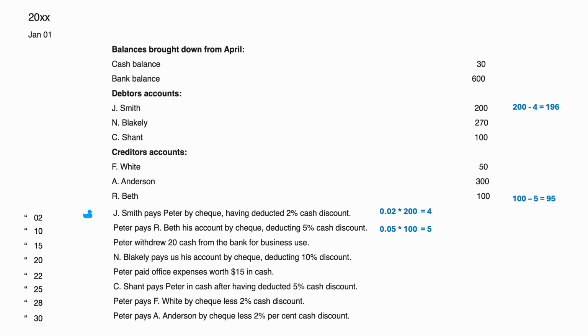The next transaction, Peter withdrew $20 cash from the bank for business use. This is a contra entry, and I'll explain in detail as this video proceeds.